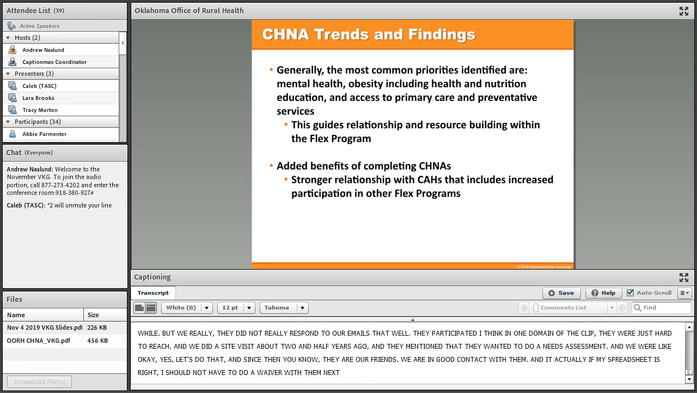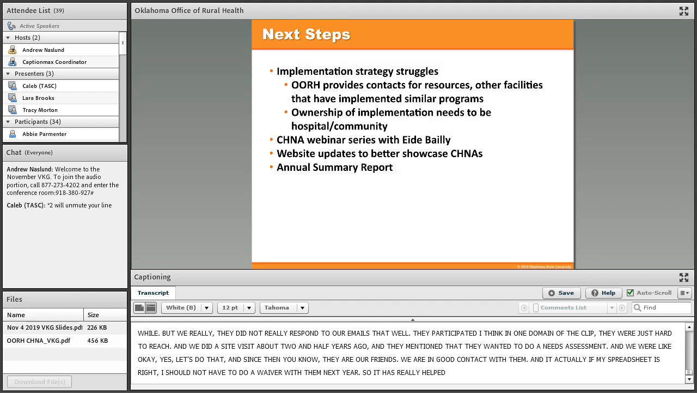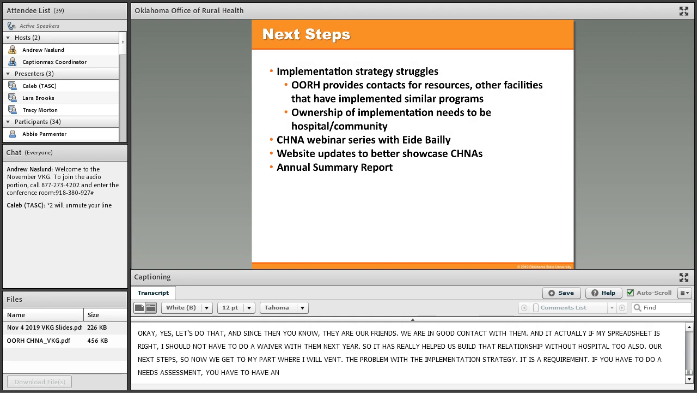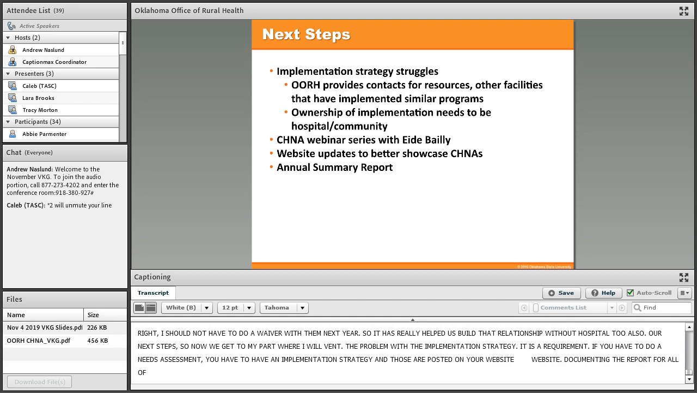I did add in a bullet point here for added benefits of completing the needs assessments. We do them because, well, they're fun, but it's a great community building activity. But also, an example: a couple of years ago, we worked with a hospital that prior to that, we really didn't have that great of contact with. They've been a critical access hospital for quite a while, but they didn't really respond to our emails that well. They participated, I think, in one domain of NBQIP. They were just hard to reach.